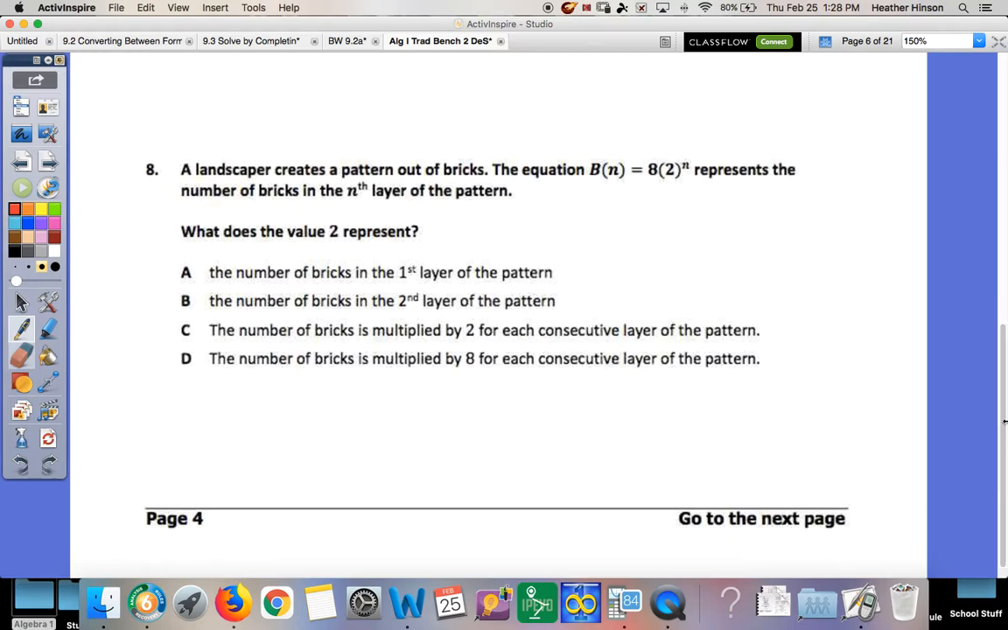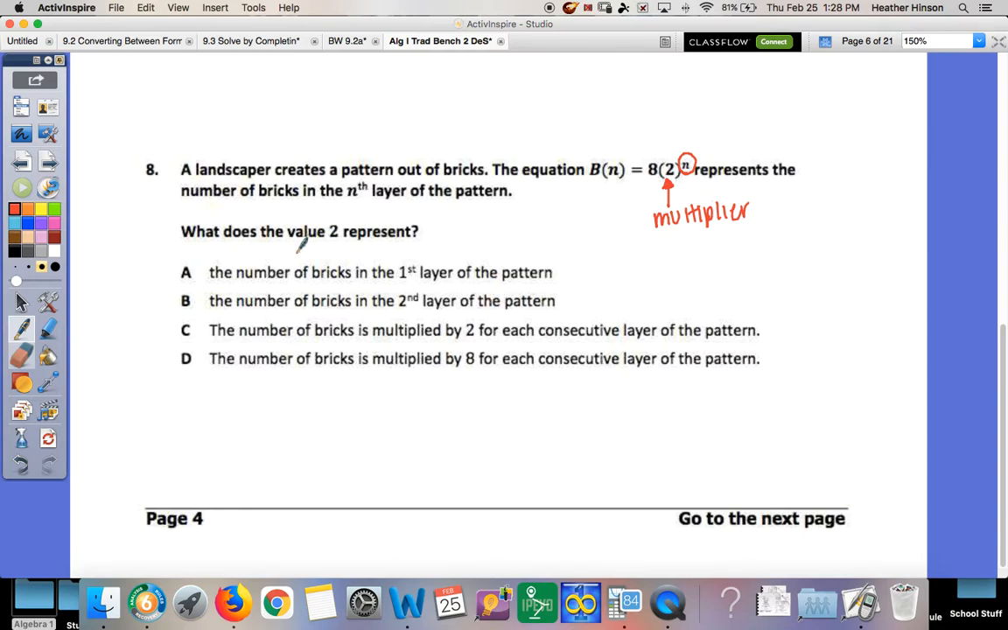Okay, number 8. A landscaper creates a pattern out of bricks. The equation b of n equals 8 times 2 to the n represents the number of bricks in the nth layer. What does the value of 2 represent? So for our exponential equation, what is this 2? First of all, that's your multiplier. You know that because it's connected to the n.